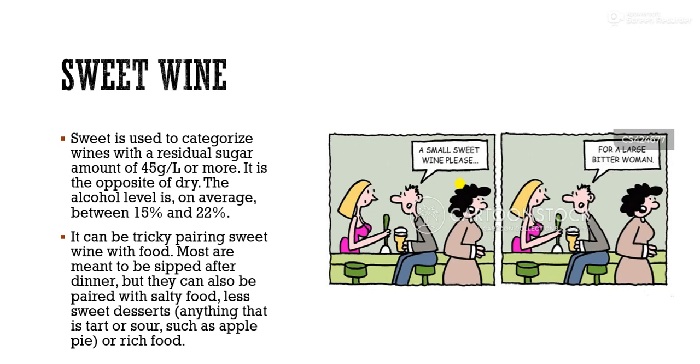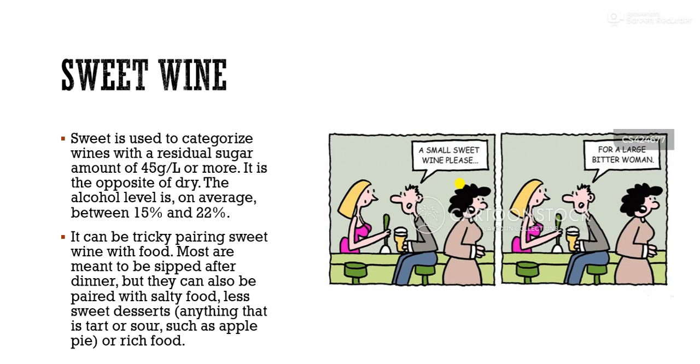Sweet wine. So the opposite of dry wine is sweet wine. Sweet is used to categorize wines with a residual sugar amount of 45 grams per liter. And at the same time, the level of alcohol is on average between 15 to 22%. Sometimes people consider sweet wine a light wine with a light body, but it's not like that. Sweet wine is just a taste of the wine in your mouth. It tastes sweet, but the alcohol level on average is more than the dry wine alcohol level.